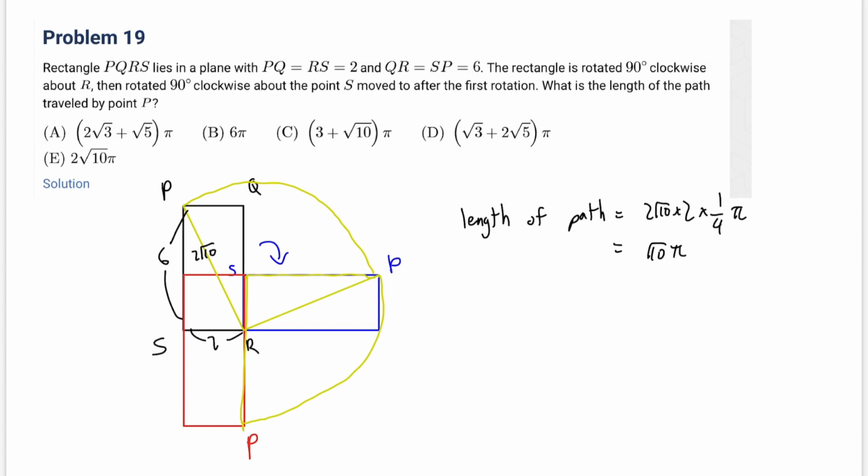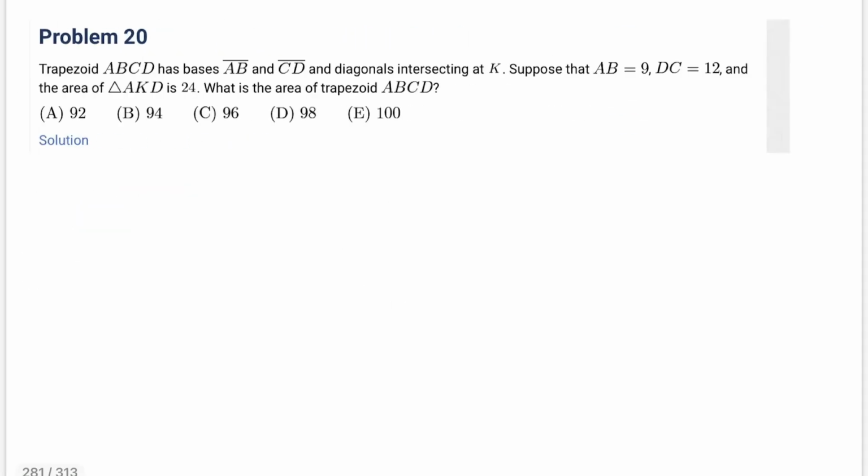And then the length of path for here: this is 6 and this is 6, right? So it's 1 over 4 times 12 pi, which is 3 pi. So this is 3 plus root 10 pi. The answer is C. Problem number 20, trapezoid ABCD has bases AB and CD and diagonals intersecting at K.